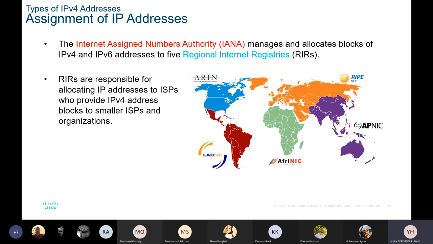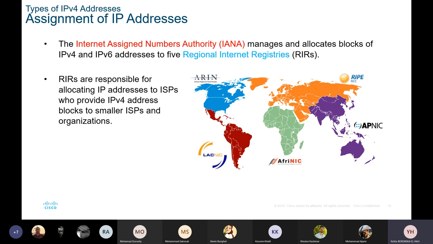Before, just to have an idea how the addresses in IP version 4 are distributed over the whole world, we have an institution called the Internet Assigned Numbers Authority, IANA. This authority divides the continents into five big regional internet registries. For example, in Canada and North America, we have one registry. Mexico and South America, another one. Africa, third. Europe and North Asia, like Russia, is the registry that we are part of. And we have another one that is South Asia plus Australia, New Zealand, etc.